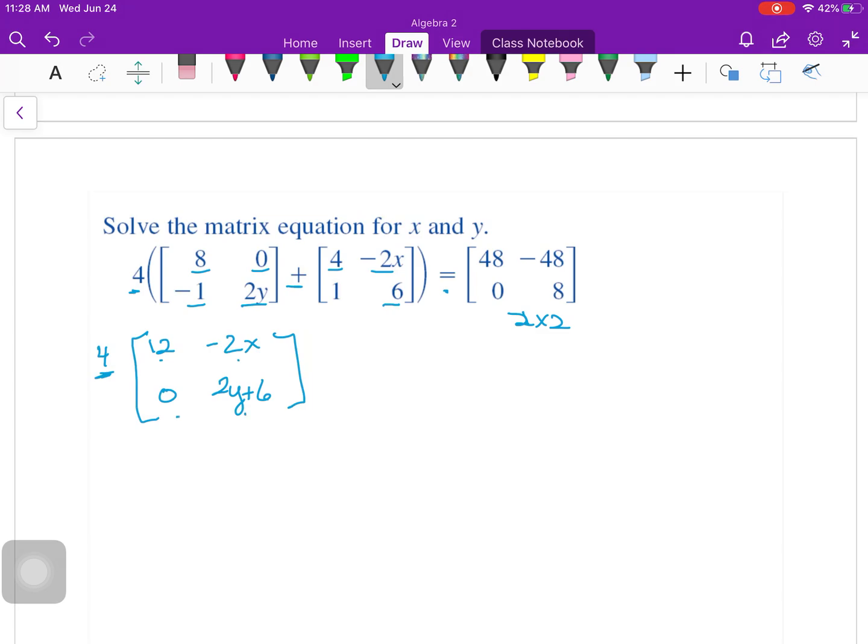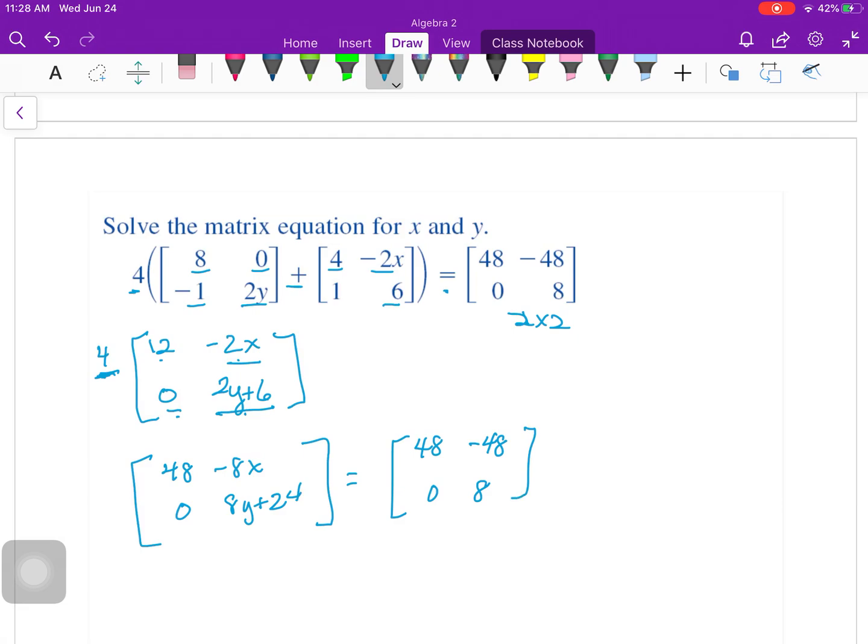Then I'm going to take this scalar of 4, multiply it by each of these. So I get 48. 4 times -2x, -8x. 4 times 0, 0. 4 times 2y plus 6 is 8y plus 24. And that matrix should equal 48, -48, 0, and 8. So every element should be equal.